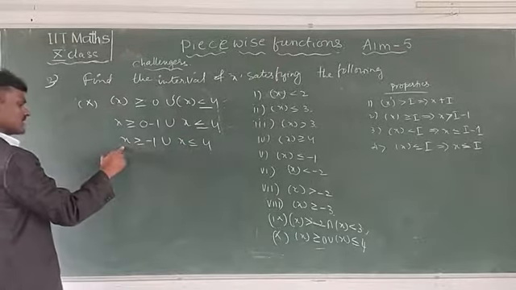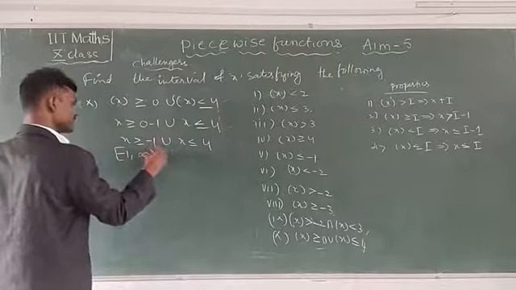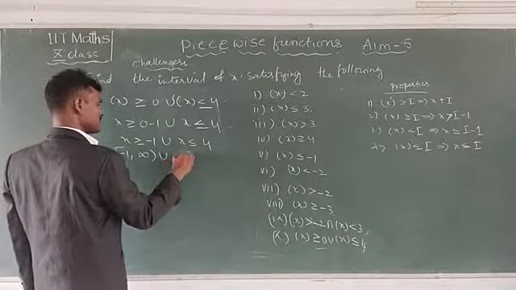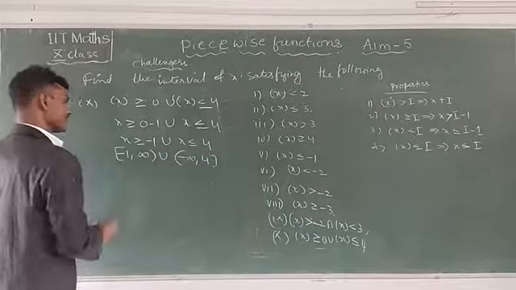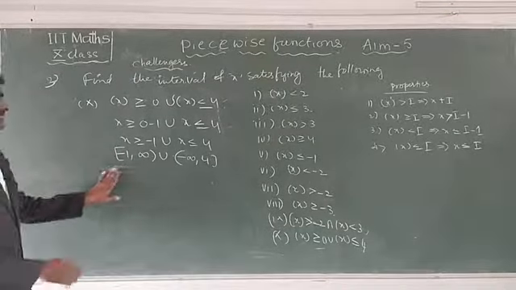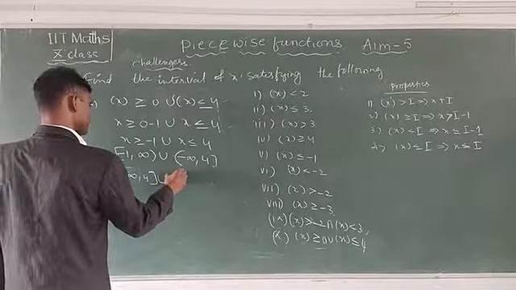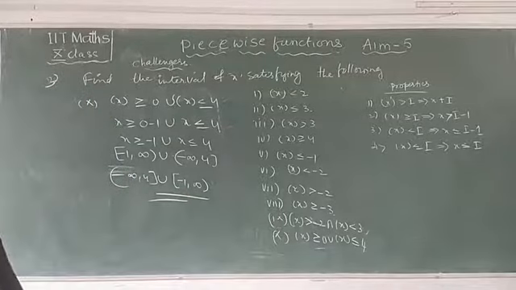Now write its interval. Interval means minus 1 closed to plus infinity, union minus infinity to 4. This is the answer. Okay, now this is rewritten as minus infinity to 4 union, here closed interval minus 1 to plus infinity. Note down.